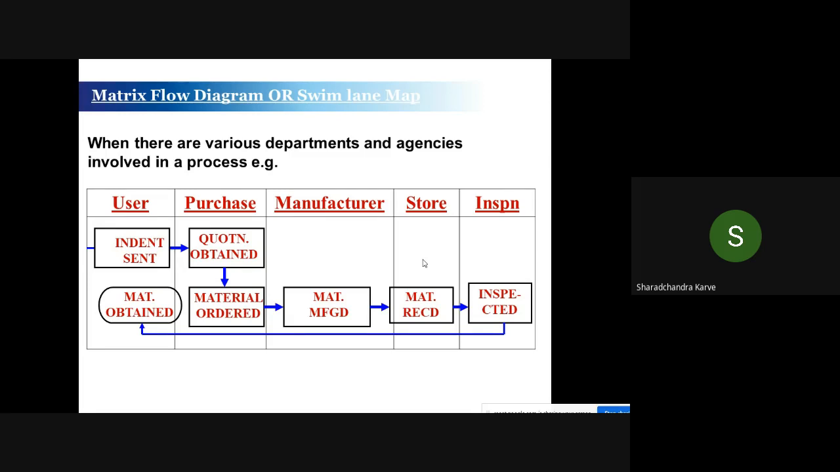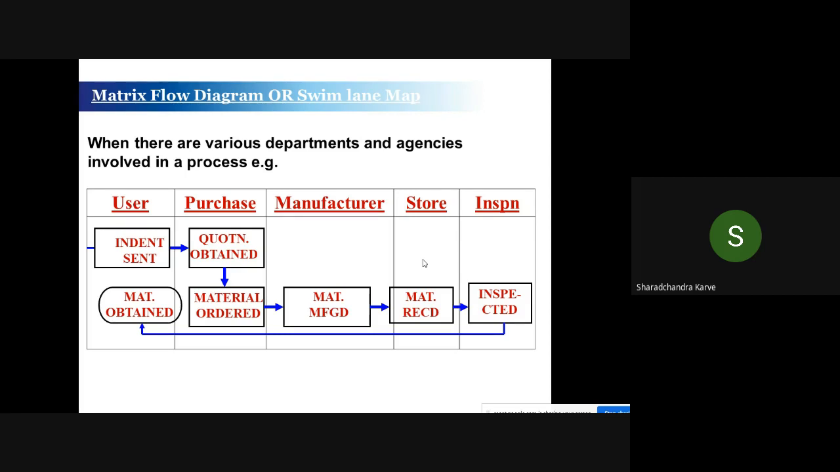So the swimlane map is in front of you. There are various organizations, various departments in the organizations which are involved in the process. If you look at the slide in front of you, it is about a procurement process. A user raises an indent for a material, then it goes to purchase, then manufacturer, then store, then inspection, and then again it comes to a user. This is a simple process which cuts across many departments of the organization.